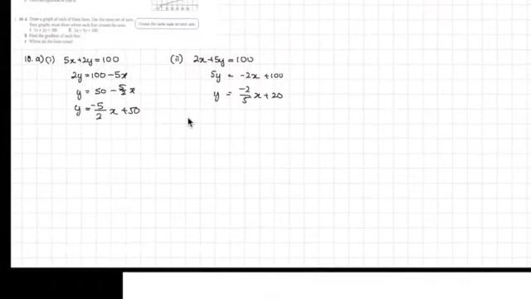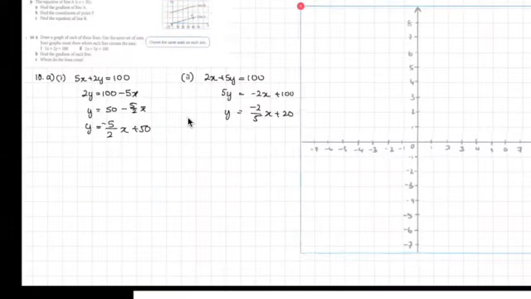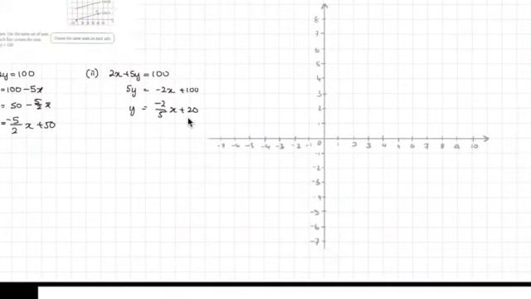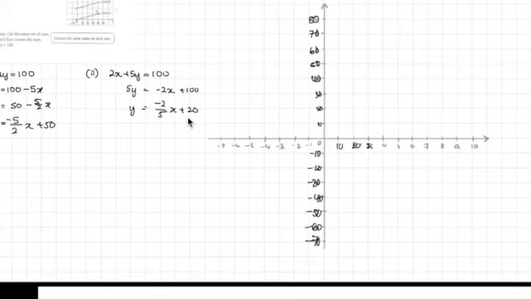Let's try to draw the axes again, like just now. Let's assume all of them are 10. 30, 40, 50, 60, 70, 80. Negative 10, negative 20, negative 30, negative 40, negative 50, negative 60, negative 70. 10, 20, 30, 40, 50, 60, 70, 80, 90, 100.